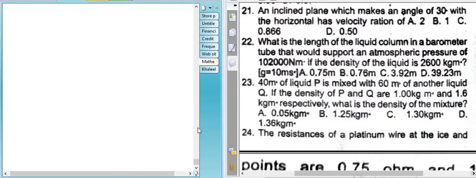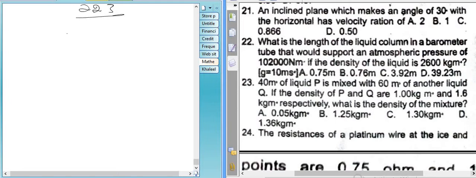Question 23. 40 meter cube of liquid P is mixed with 60 meter cube of another liquid Q. If the densities of P and Q are 1 and 1.6 kg per meter cube respectively, what is the density of the mixture? I think I solved a similar question to this in our previous solutions of 2021, but here I am going to solve it again so you will get the concept.